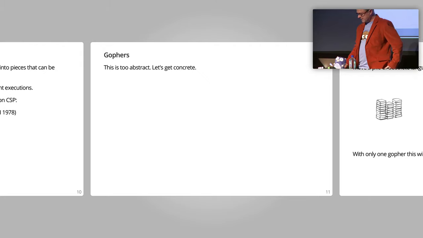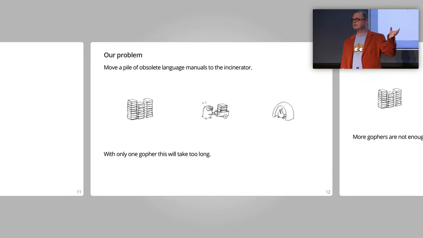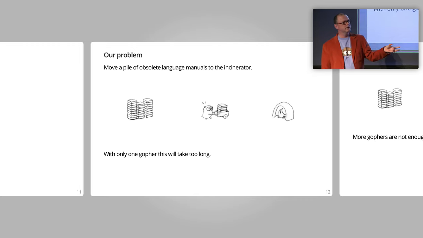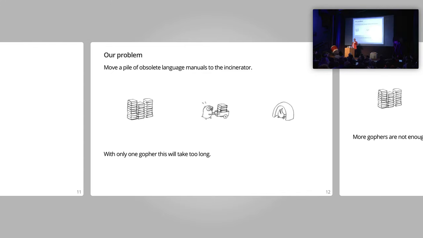So let's get some gophers going. Here's a real problem we want to solve. We have a pile of ancient, obsolete manuals, say the C++ 98 manuals, now that C++ 11 is out. Or maybe it's the C++ 11 books and we don't need them anymore, whatever. The point is we've got to get rid of them. They're taking up space. So we have a gopher whose job is to take the books from one pile and move them into the incinerator and get rid of them.